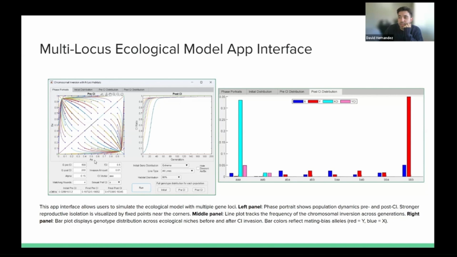Okay, and so this is how the app interface looks. The main takeaway here is on the left-hand side, we have a phase portrait, and what we're looking for is strong reproductive isolation. That'll be determined by the fixed point of the phase portrait converging in the bottom right-hand corner and the top left-hand corner. That determines the number of pure genotypes and what percentage of them have the different mating bias allele. With this app, we're also able to track the rate that the chromosomal inversion would invade a population, which is shown here by this line graph. And then we can keep track of the genotype distribution for the population at the beginning, before the chromosomal inversion invades, and after the chromosomal inversion invades.